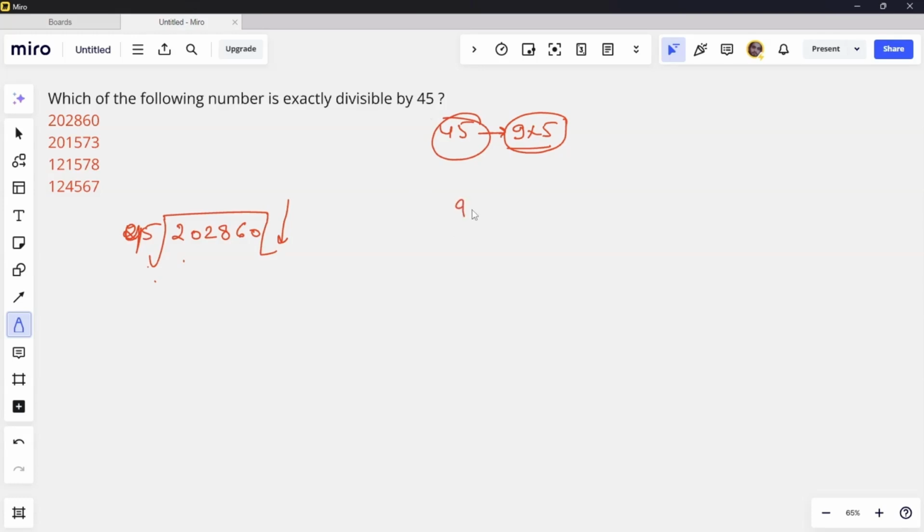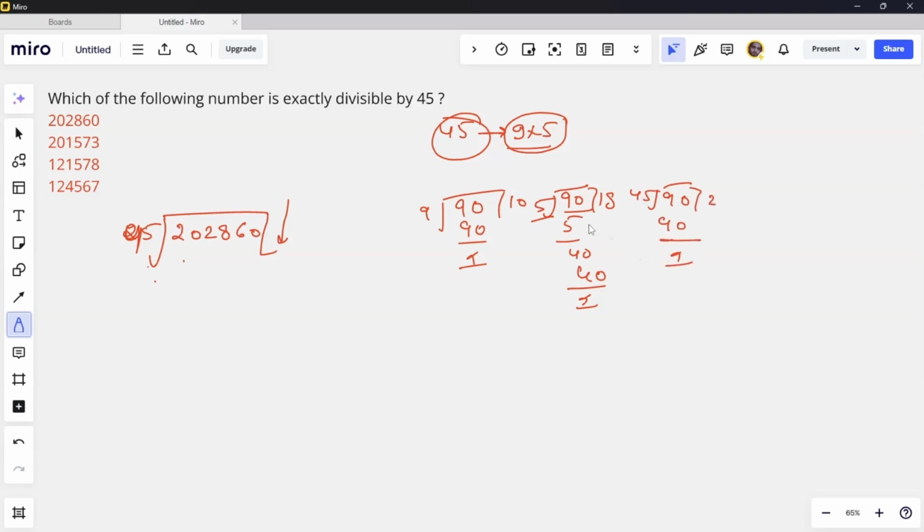Let me tell you, take the number 90. This number is divisible by 9, 9 10s are 90, it is completely divisible. And 90 is also divisible by 5. And 90 is also divisible by 45. So why am I telling you this? If a number is divisible by both 9 and 5, it means that particular number will always be divisible by 45.